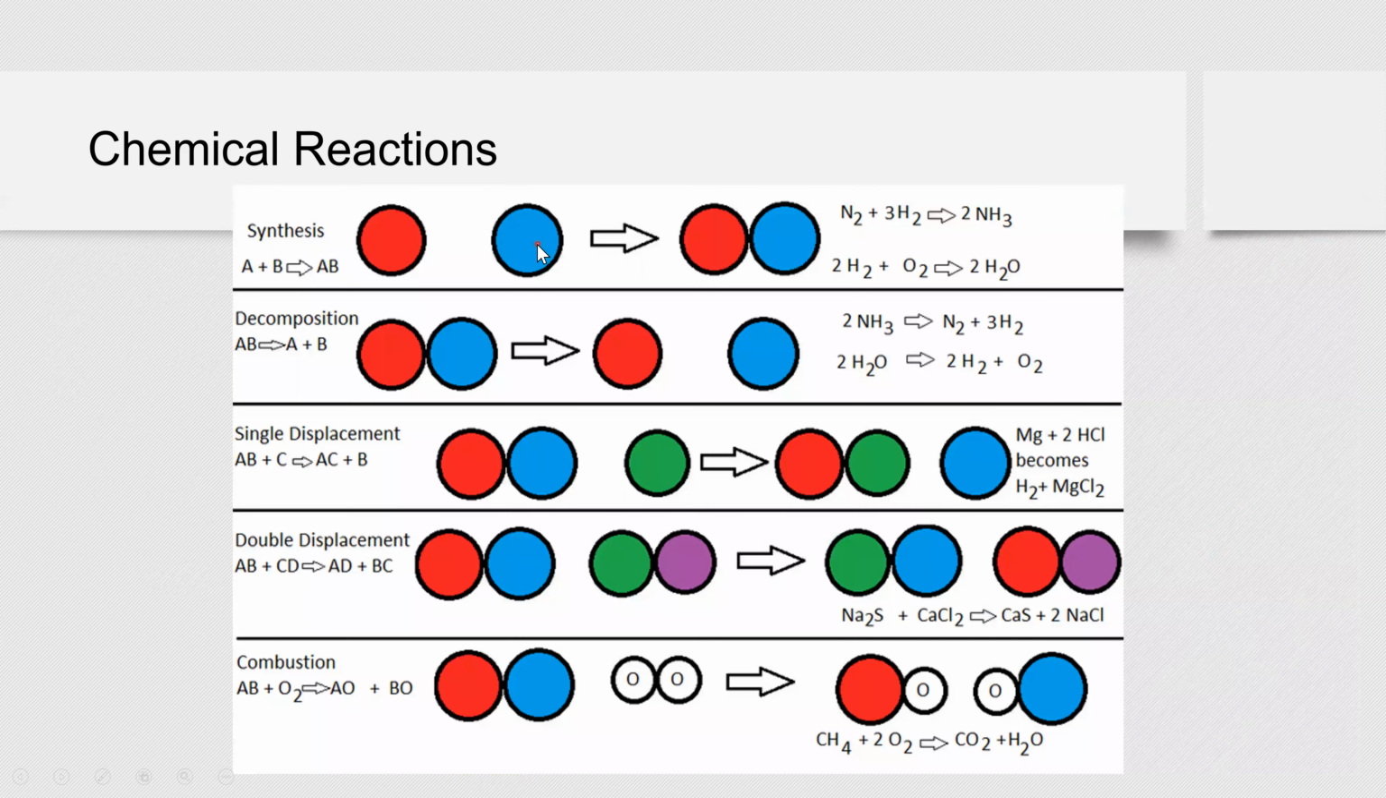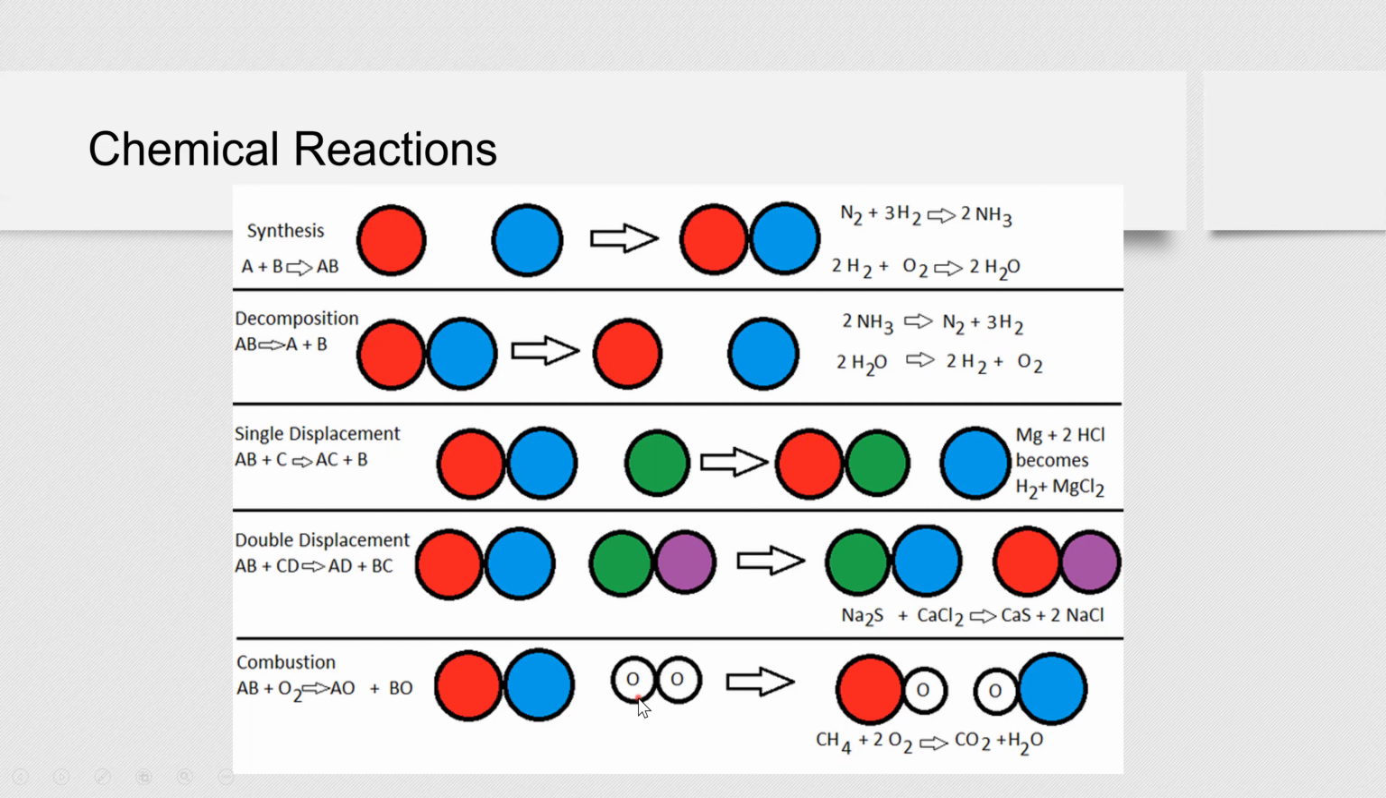Now we have different types of chemical reaction. We can have synthesis, as shown over here, when we have a reactant and another reactant, they combine to make a product. We can have decomposition, when we start with a larger molecule or compound and break it into smaller units. It can be displacement, simple or double, and it can be combustion.